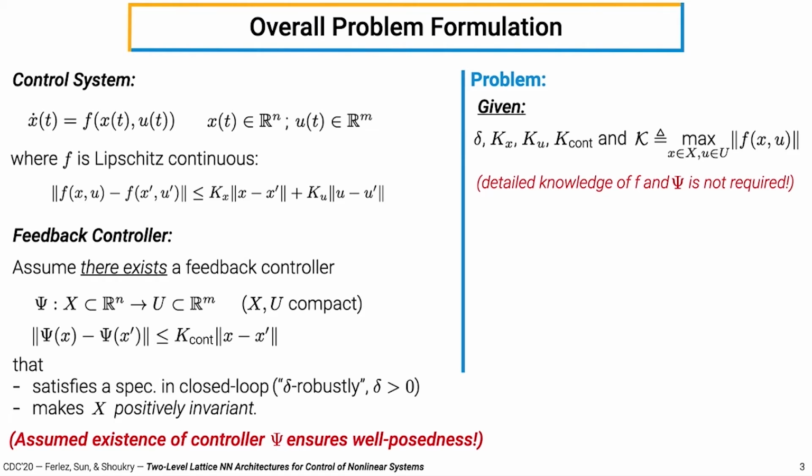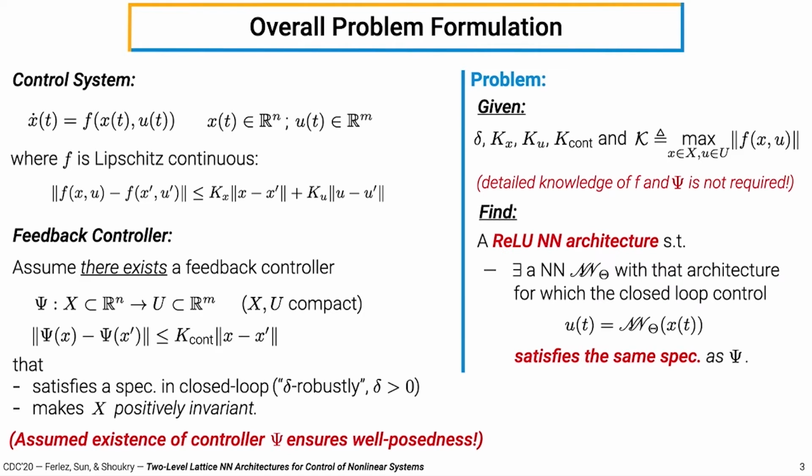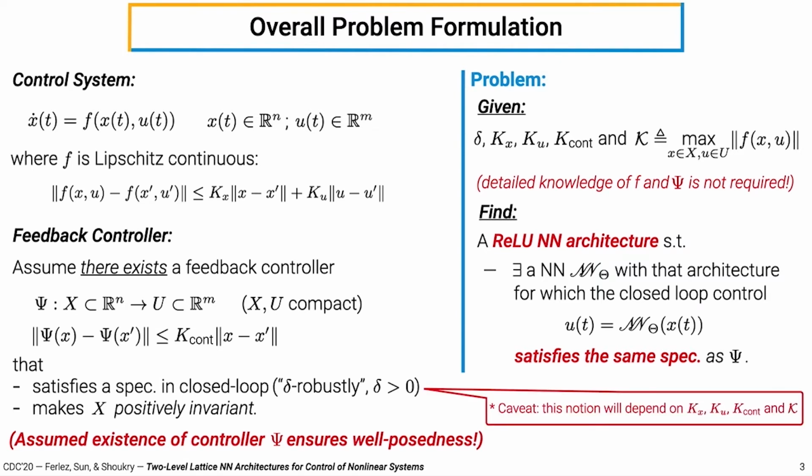So given this information, the problem is to find a ReLU neural network architecture such that there exists a particular neural network of this architecture which, in closed loop, satisfies the same specification as the assumed to exist controller psi. And we just make a small note here. For technical completeness, this notion of delta robustness will depend also on these parameters we listed above.